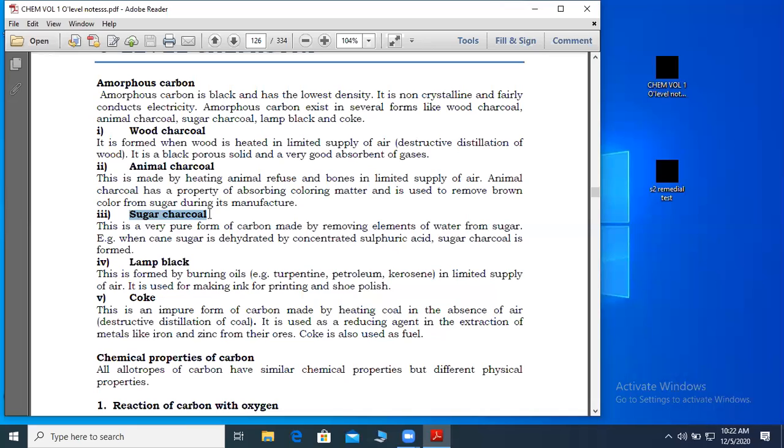How do we do that? Now, sugar charcoal, we are saying this is a very pure form of carbon made by removing elements of water from sugar. So when you remove elements of water from sugar, you remain with sugar charcoal. And how is that done? We saw that concentrated sulfuric acid is hygroscopic.